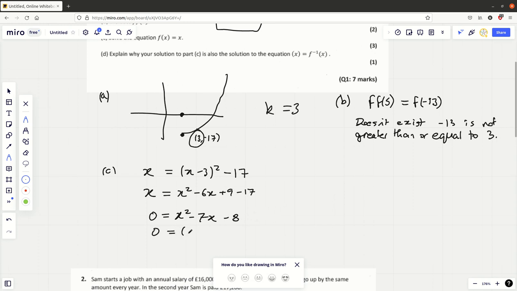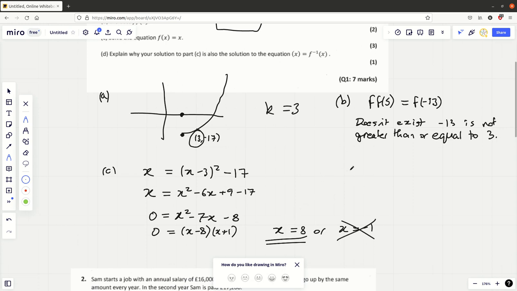Okay, and what you'll notice is this actually factorizes nicely, which often is a good indicator that you're doing it right. And so you've got x equals 8 or x equals minus 1, but x is greater than or equal to 3, and so we've only got x equals 8. Hopefully that's nice and straightforward.